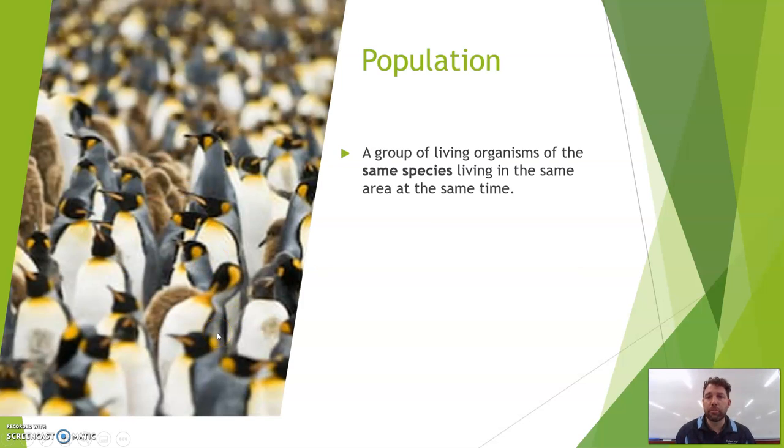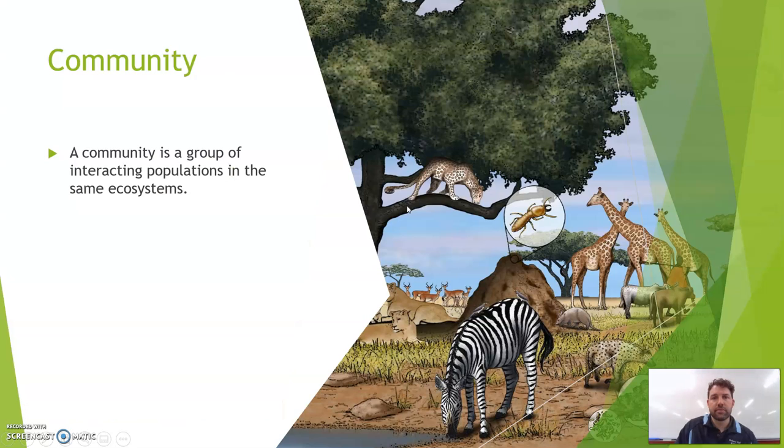A population is a group of living organisms of the same species living in the same area at the same time. Here's a population of penguins. Community: a group of interacting populations in the same ecosystem. So we've got this big old tree, we've got zebras, giraffe, lions, hyenas, lots of different animals interacting together in the same ecosystem. The grasses as well, all the living factors of that ecosystem.